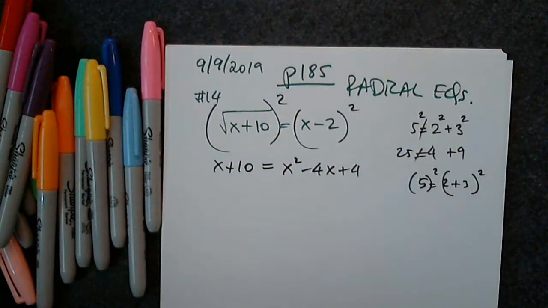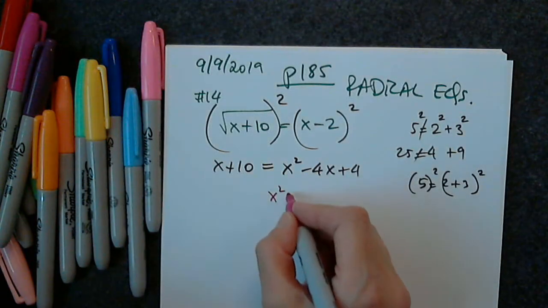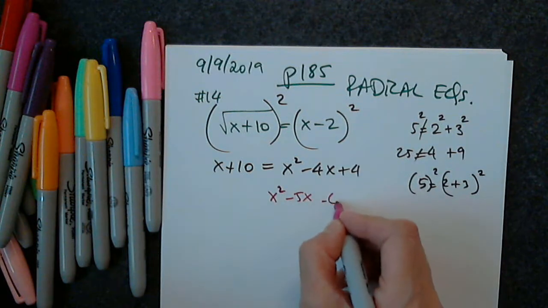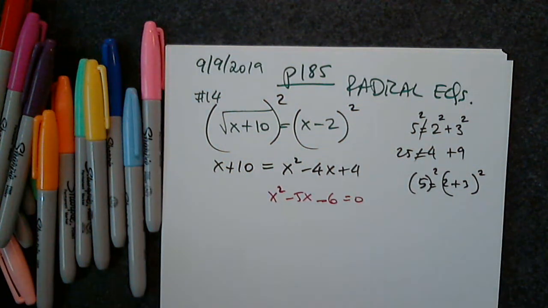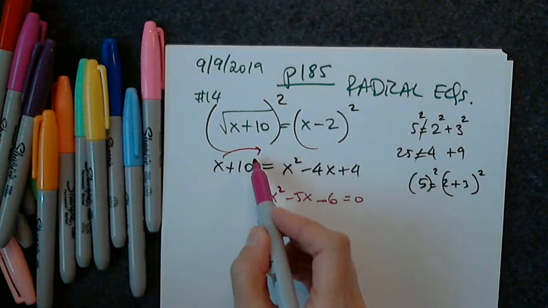Good. So what type of equation is this now? Quadratic. Thank you very much. So this is x squared minus 5x minus 6 equals 0, which means that we have to move everything to one side, of course. So I subtracted x and I subtracted 10.